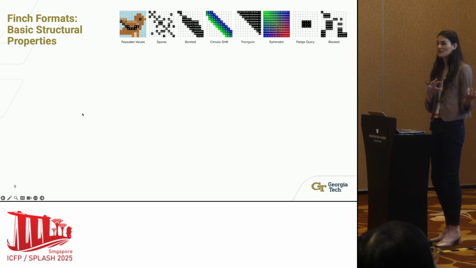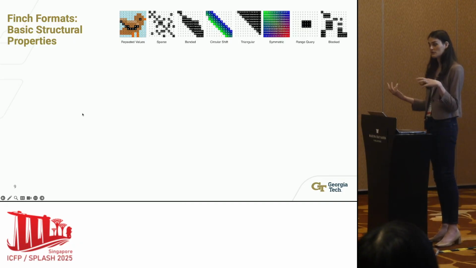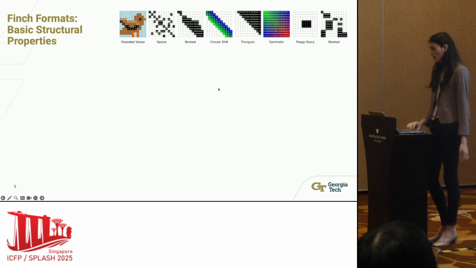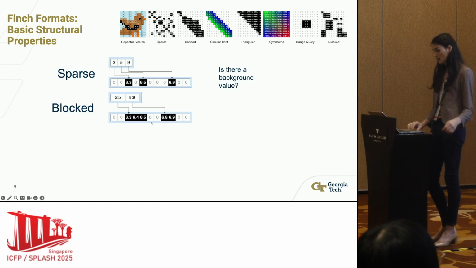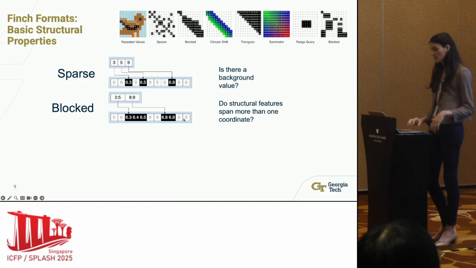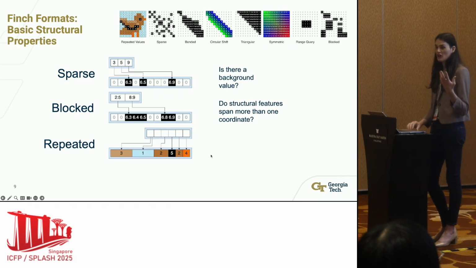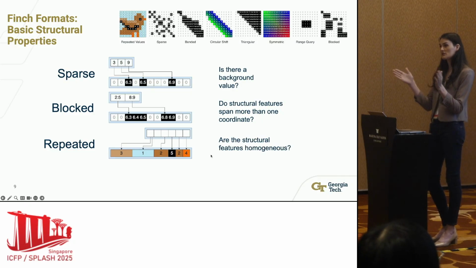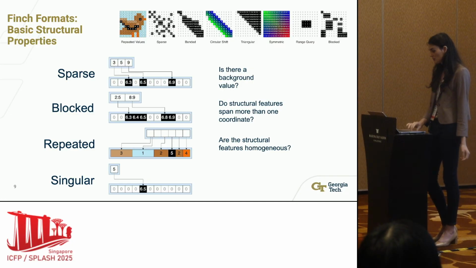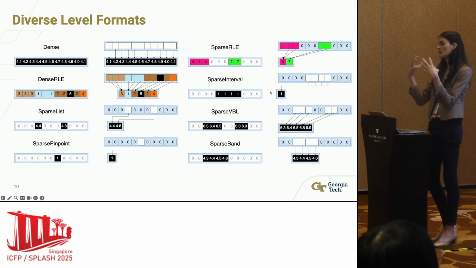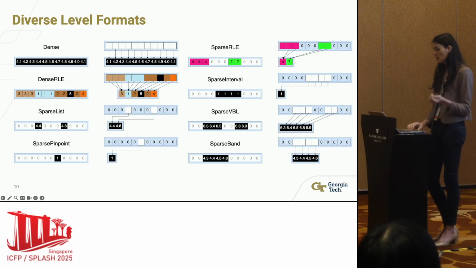I'll move on from talking about the control flow language to the language of structures. And we took a bottom-up approach here where we asked what kind of structural properties are important to support. So, is it sparse? Does it have a background value? Are the features contiguous? Are the features repeated? Do you have several contiguous homogeneous features? And then, of course, if there's only one feature in every row, then maybe we can avoid emitting a loop for that particular dimension. And so we take the Cartesian product of all of these properties, and we come up with a wide variety of these one-dimensional formats.